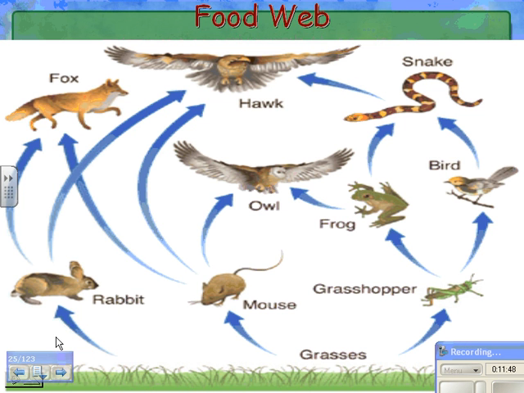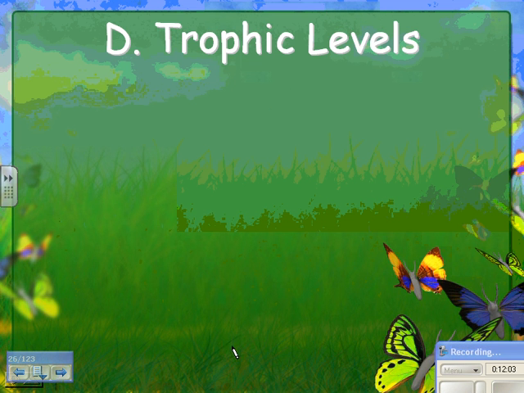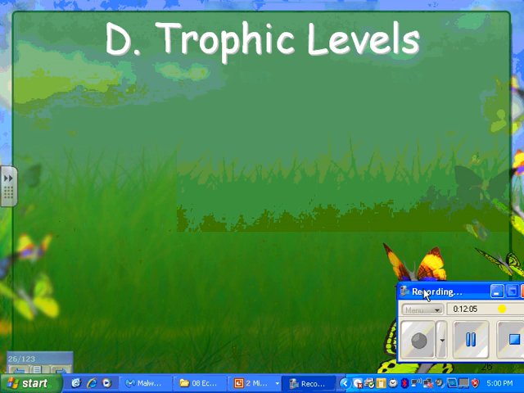And here's another food web. You should look at them and say, wow, there's a lot to that. And there really is. So the hawk can eat the mouse, which eats the grass, or the hawk can eat the rabbit, which eats the grass, or the hawk can eat the snake, which ate the bird, which ate the grasshopper, which ate the grass. And that's all we have for food webs.